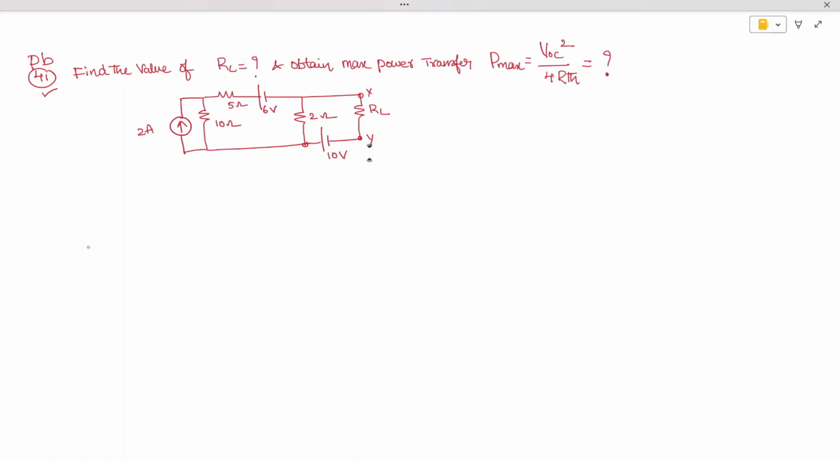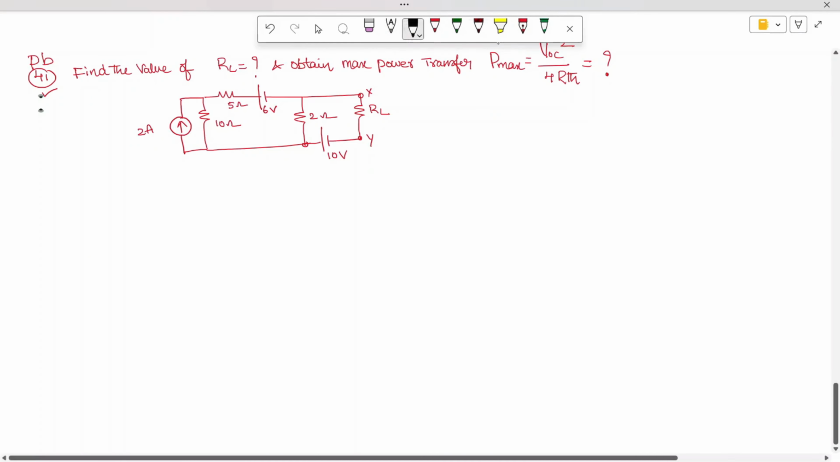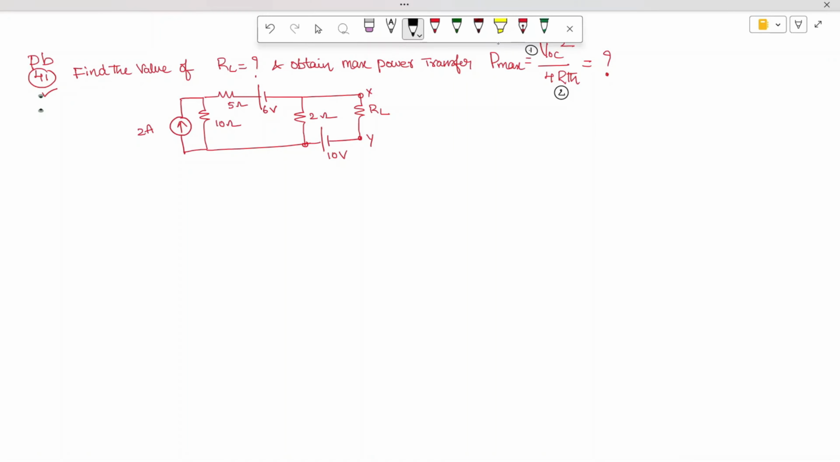So first we will find out VOC. Okay. So first step we'll find out VOC, and second step we'll find out RThevenin and we'll substitute in the formula. Okay, so first how to find out VOC is very important. Okay, so first remove the load resistor. Okay, remove the load resistor and find the voltage across this point, which is VOC.